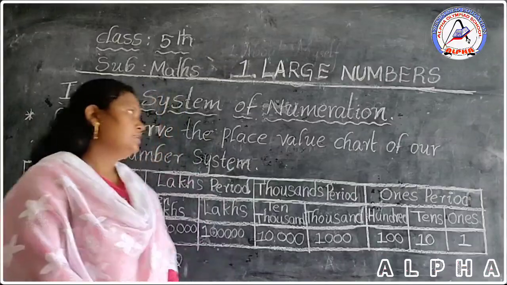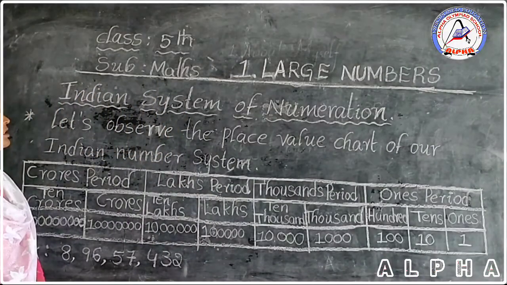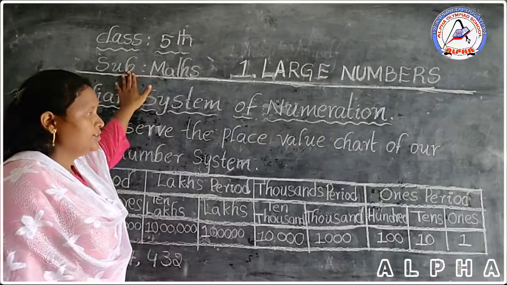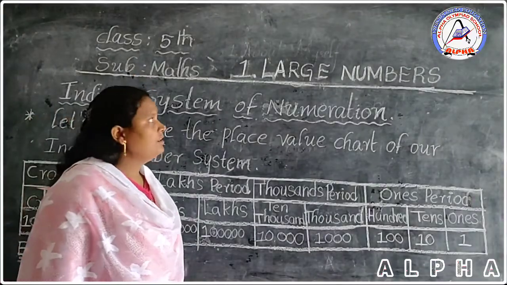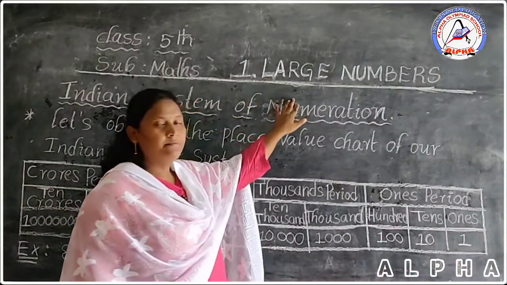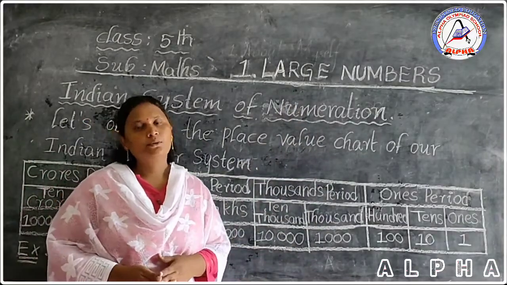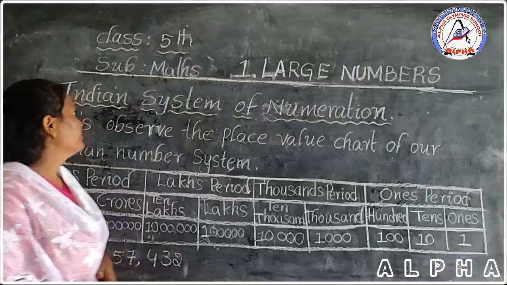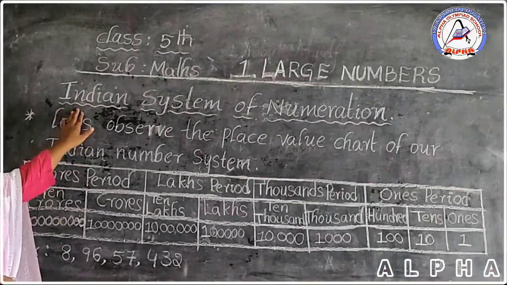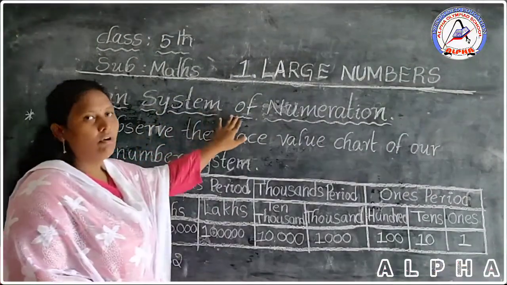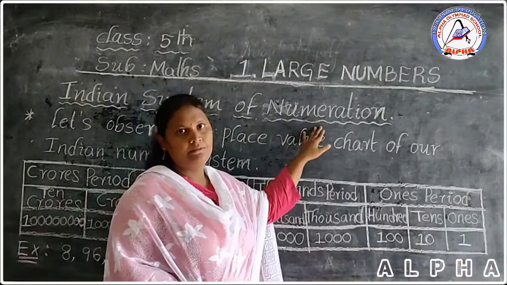Bharati. So today's class is for 5th standard children. You are still in the first chapter, but now I am telling about another topic. Today our topic name is the Indian System of Numeration.